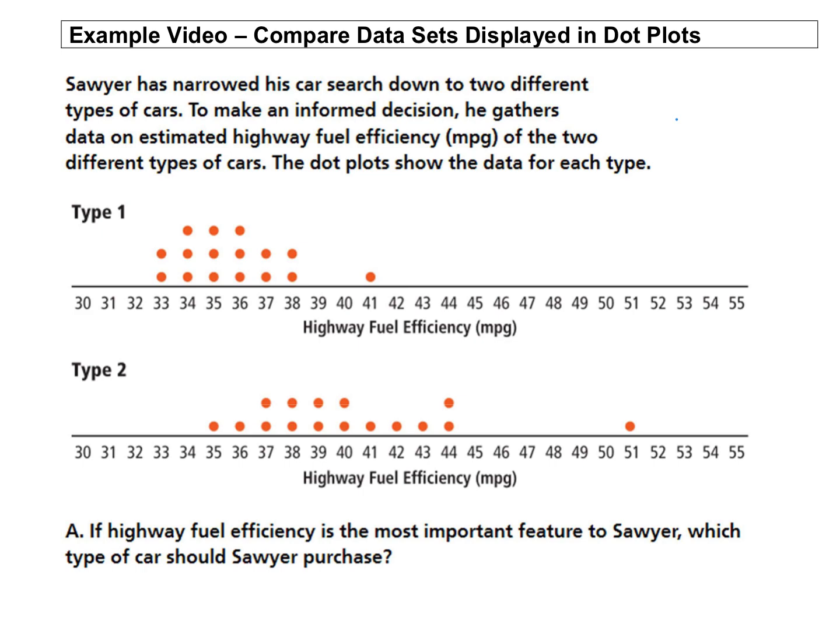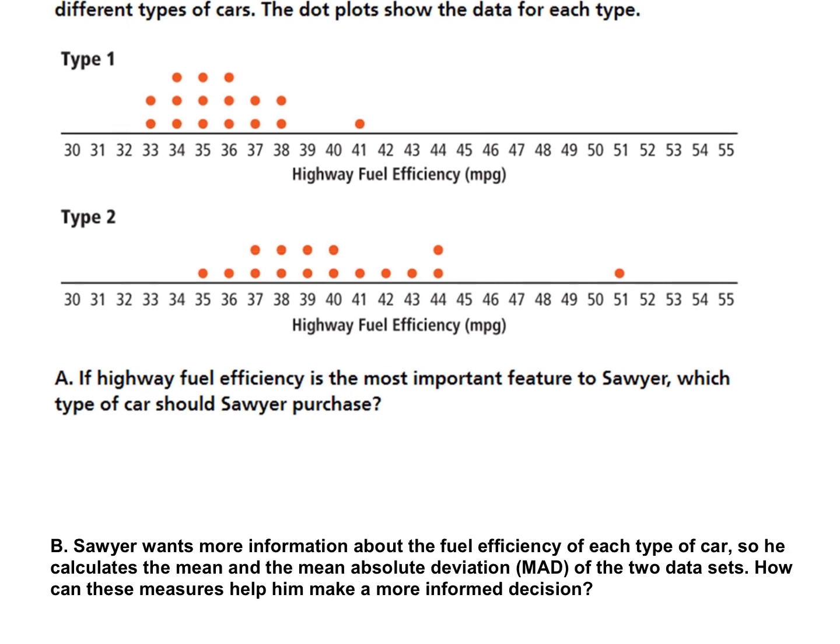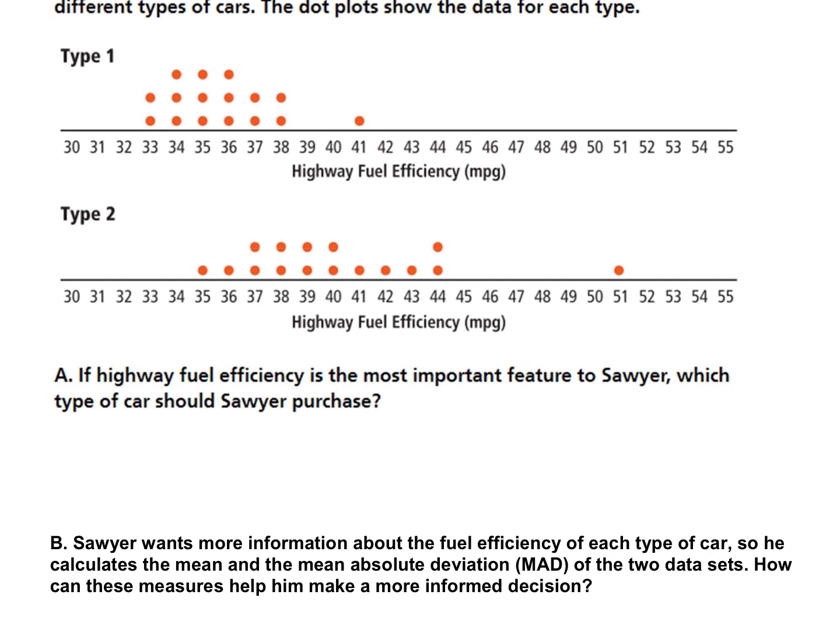In type 2, you can see that the data is a little bit higher. We're not clustered in lower miles per gallon. We've got an outlier up here at 51. So these cars in general are going to get more miles per gallon when driving on the highway. So the first question, if highway fuel efficiency is the most important feature to Sawyer, which type of car should Sawyer purchase? Based on that, he should purchase the type 2 vehicle that he researched. We can see that the miles per gallon is a little bit higher than what the type 1 cars are getting while driving on the highway.